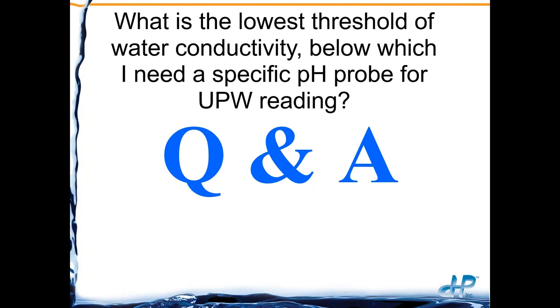Okay, next question is, what is the lowest threshold of water conductivity below which I need a specific pH probe for ultra pure water reading? Our rule of thumb is 50 microsiemens. If you're below 50 microsiemens, you need to start looking at reference electrodes that are flowing or that have pressurized internals that are meant for low conductivity.